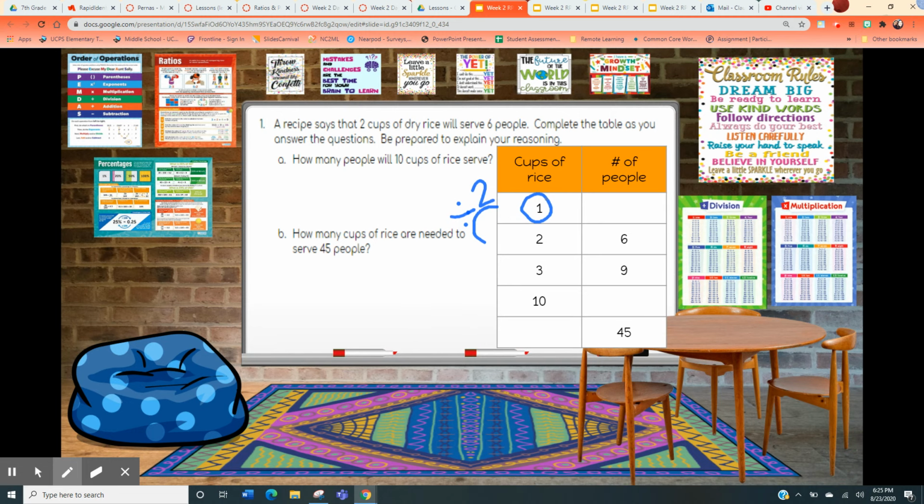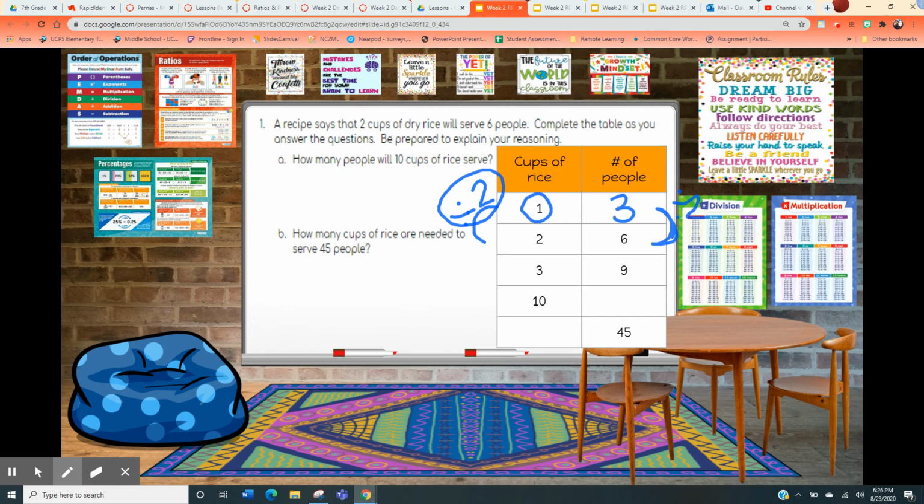So if I start with 6 and I want to get to whatever my answer is, I'm going to do the same thing I did on the other side. I'm going to divide by 2. So 6 divided by 2. I got to think about that for a second. 6 divided by 2 gives me 3. So for every 1 cup of rice, I can feed 3 people.